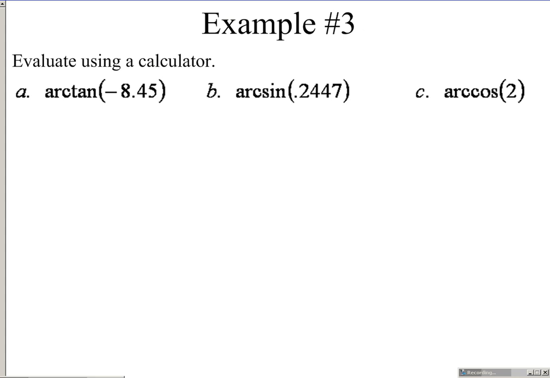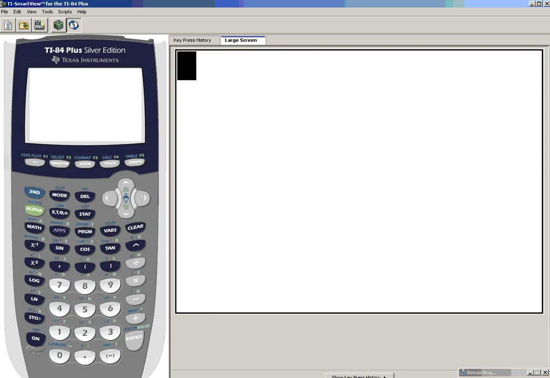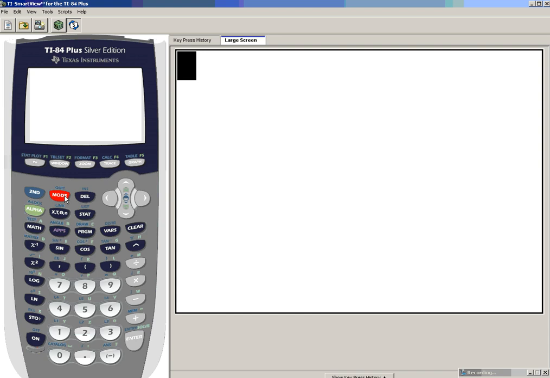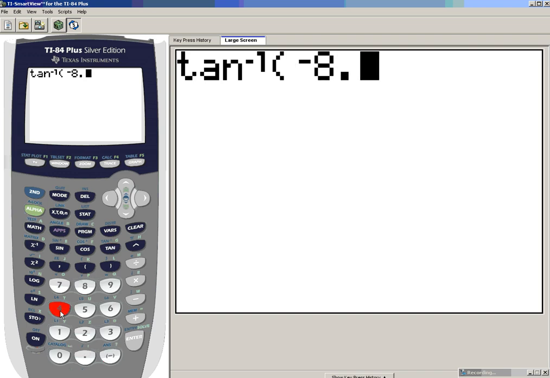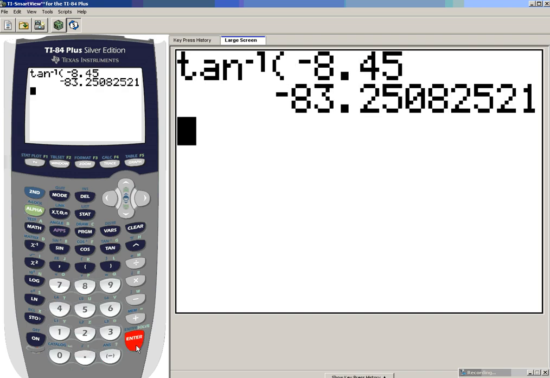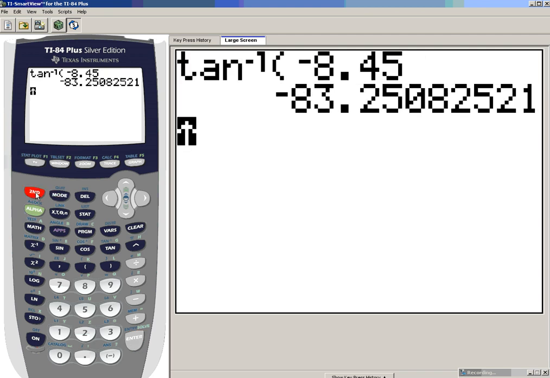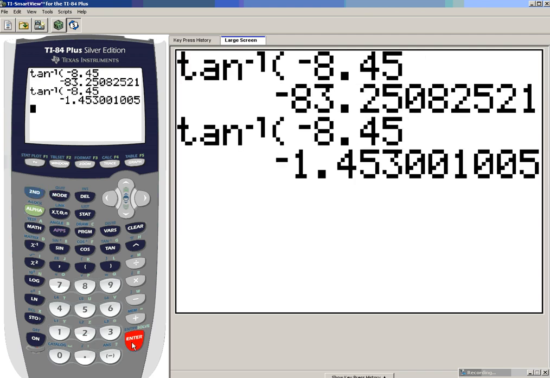Evaluate using a calculator. Okay, we're going to find both the degree and radian measure here. So let's go to our calculator, plug these in. Let's first find all of them in degrees. So we're in degree mode. Arc tangent of -8.45, that is when you use the inverse, so second function tangent, -8.45. There's the degree measure. Let's actually change to radians right now and find that. So I'm going to go to radians, hit enter, pull up the same entry we just put in, hit enter, there's the radian measure.